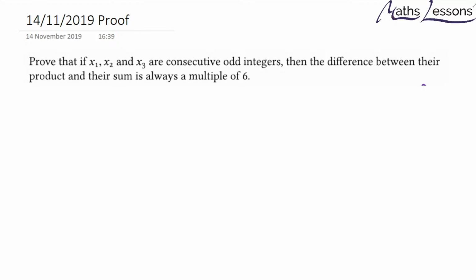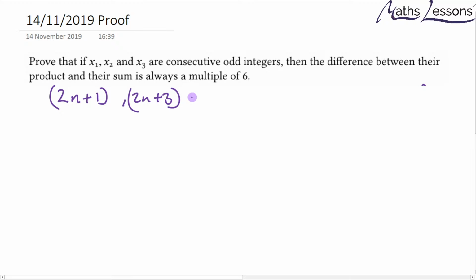Right, let's look at this question now. We're going to prove if x1, x2 and x3 are consecutive odd numbers, then the difference between their product and their sum is always a multiple of 6. So let's get 3 consecutive odd numbers. So we've got 2n plus 1, 2n plus 3, and 2n plus 5.